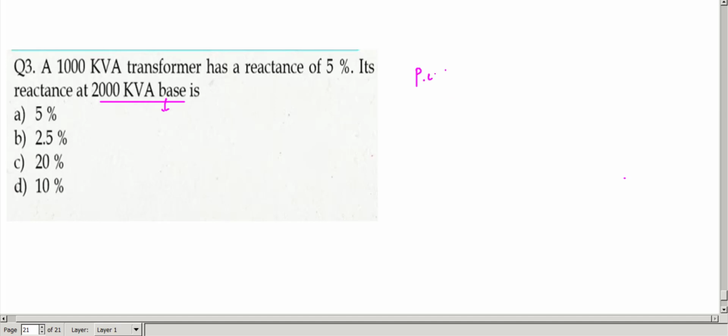Per unit value equals actual value by base value. Most electrical equipment ratings are voltage rating and power rating, mostly active power rating or apparent power rating. So let's say the ratings we know are voltage, current and S.